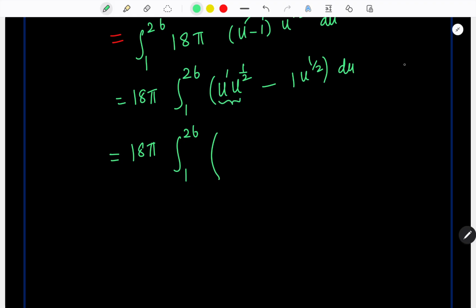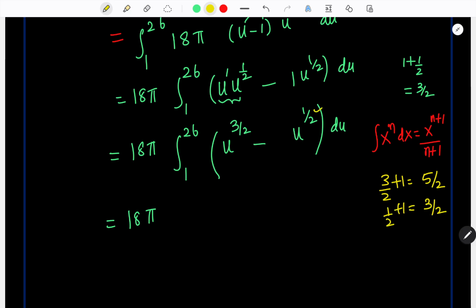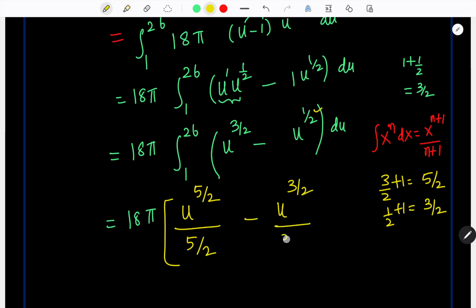So this equals 18 pi, integral 1 to 26, bracket open. Now you see here there's a u power 1. Power must be added. 1 plus half is equal to 3 by 2. So u to the power of 3 by 2 minus u to the power of 1 by 2 du. We are going to integrate using the formula I told you already: x power n dx is equal to x power n plus 1 over n plus 1. So 3 by 2 plus 1 becomes 5 by 2. And here it is 1 by 2, and 1 by 2 plus 1 is 3 by 2. So u to the power of 5 by 2 divided by 5 by 2 minus u to the power of 3 by 2 divided by 3 by 2.